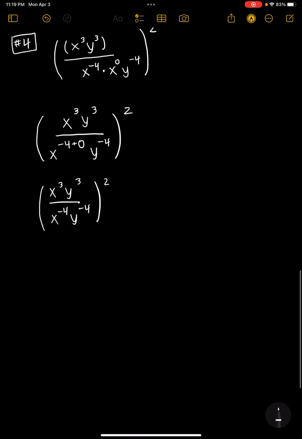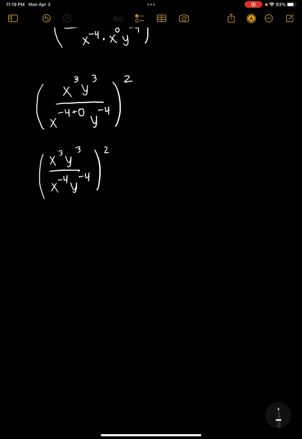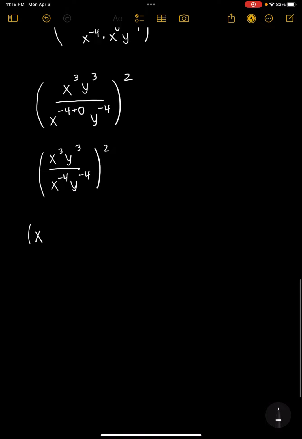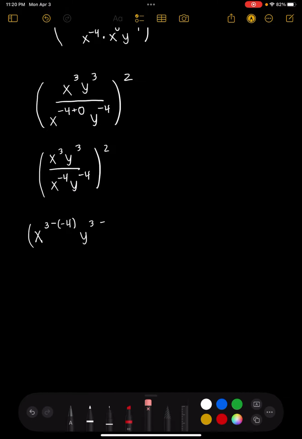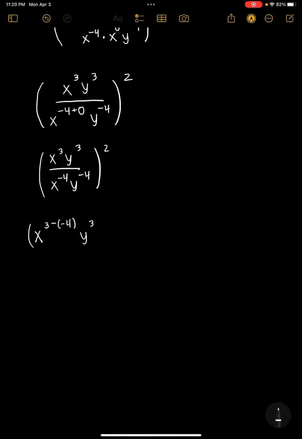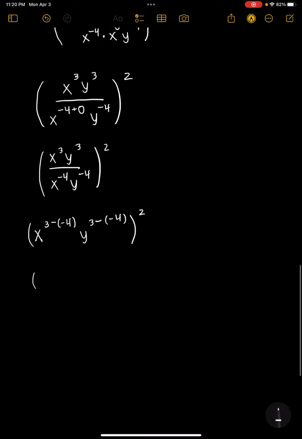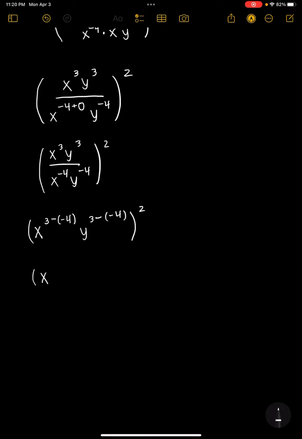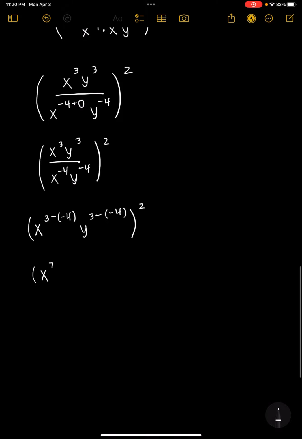Now I'm going to deal with the quotient rule. So I'm going to subtract. I would end up with x cubed minus a negative 4, because I have to subtract what's on the bottom. And then it'd be y cubed minus, oh, sorry. Once again, I'm screwing up. Here we go. Minus negative 4 again, and that's all squared. So 3 minus a negative 4 will actually give me 7 because those two negatives cancel out to become a positive. So it's x to the 7th, y to the 7th, and that's all squared.